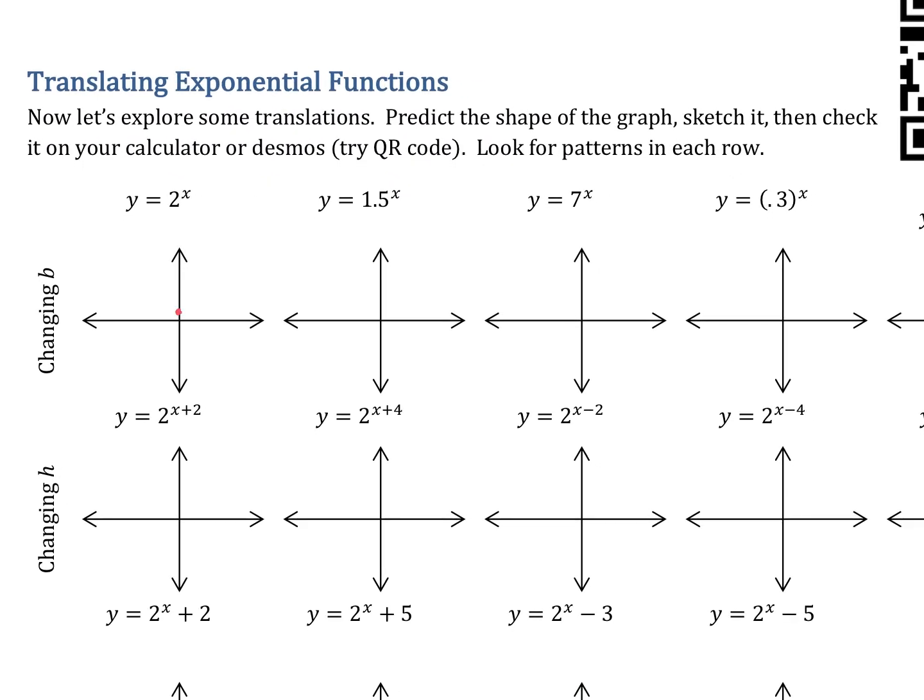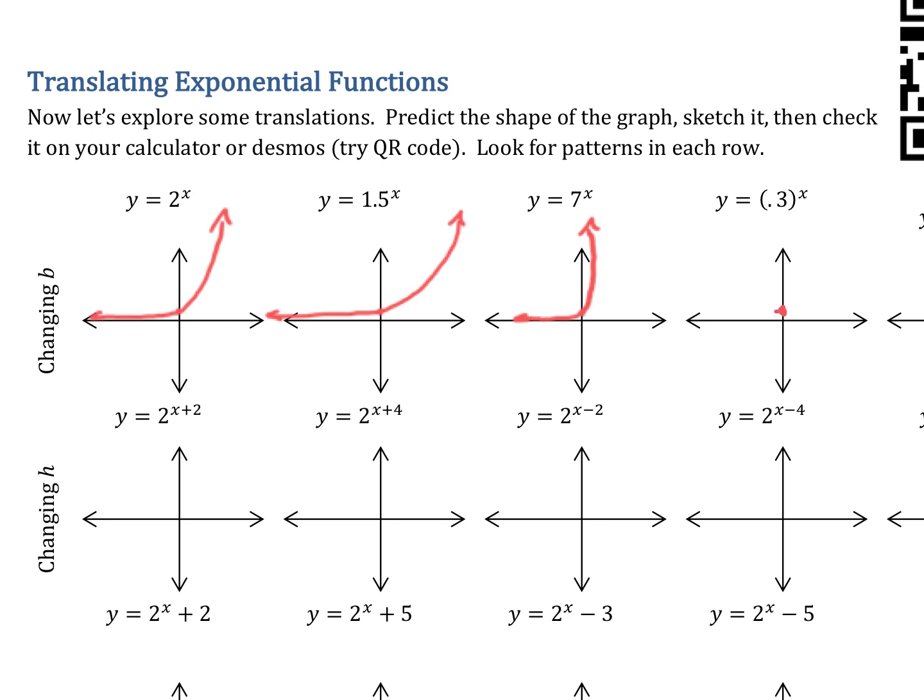So 2 to the x is going to look something like this. 1.5 to the x is going to be a little less steep, because it's closer to 1, which is that flat line. 7 to the x is going to be really steep. Now 0.3 is between 0 and 1. So that's like 3/10. So this is exponential decay.